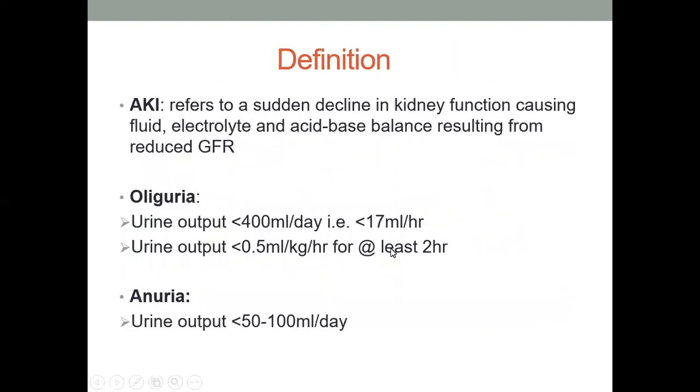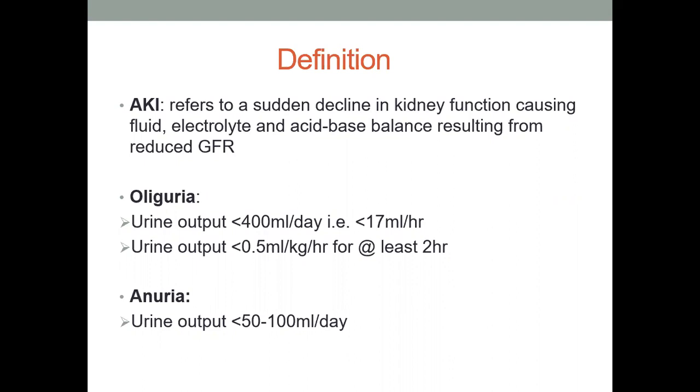I tried to mention this before, but let's just go over it. Some definition of terms. AKI refers to a sudden decline in kidney function. And when we talk about kidney function, think about all the things that the kidneys are involved in, causing fluid, electrolyte, and acid-base imbalance resulting from reduced glomerular filtration rate.